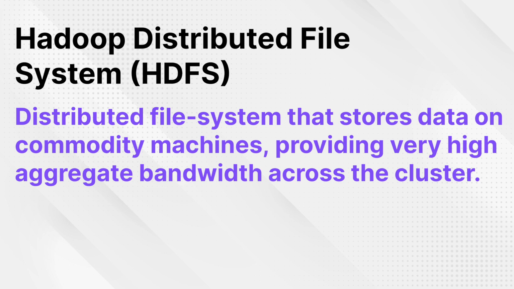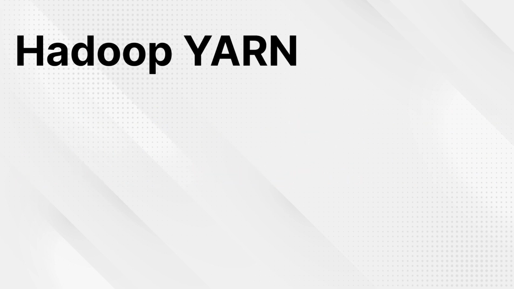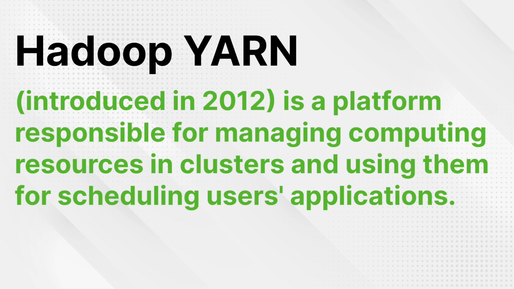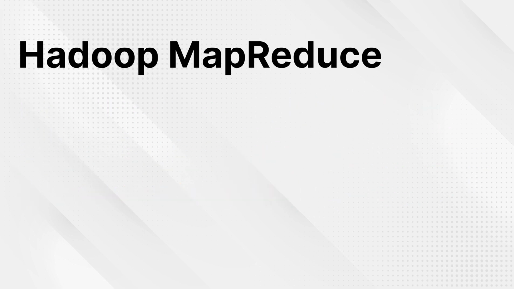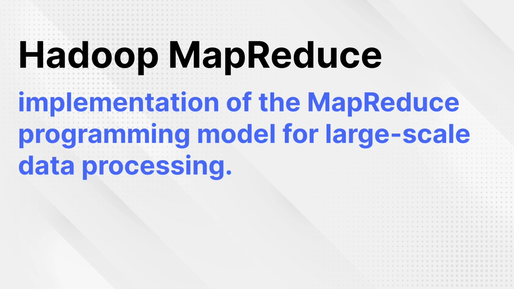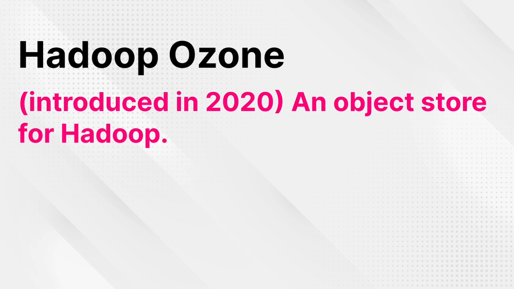Third, Hadoop YARN, introduced in 2012, is a platform responsible for managing computing resources in clusters and using them for scheduling users' applications. Fourth, Hadoop MapReduce, an implementation of the MapReduce programming model for large-scale data processing. Fifth, Hadoop Ozone, introduced in 2020, an object store for Hadoop.